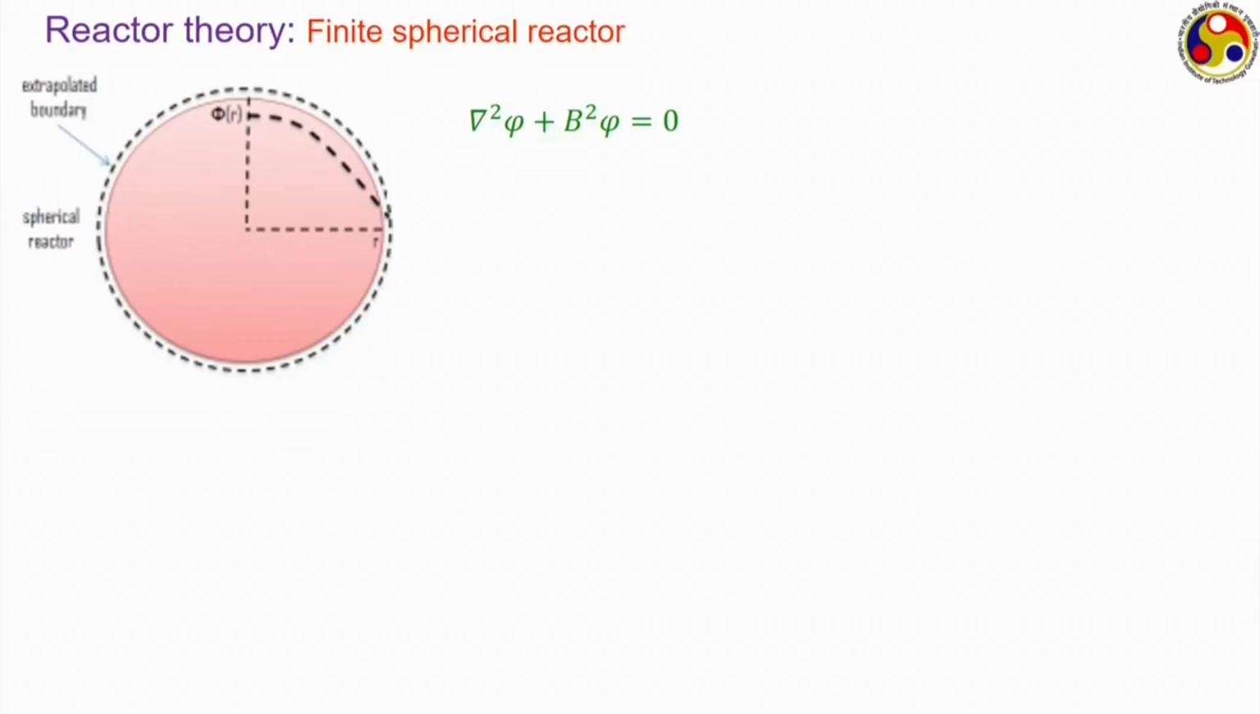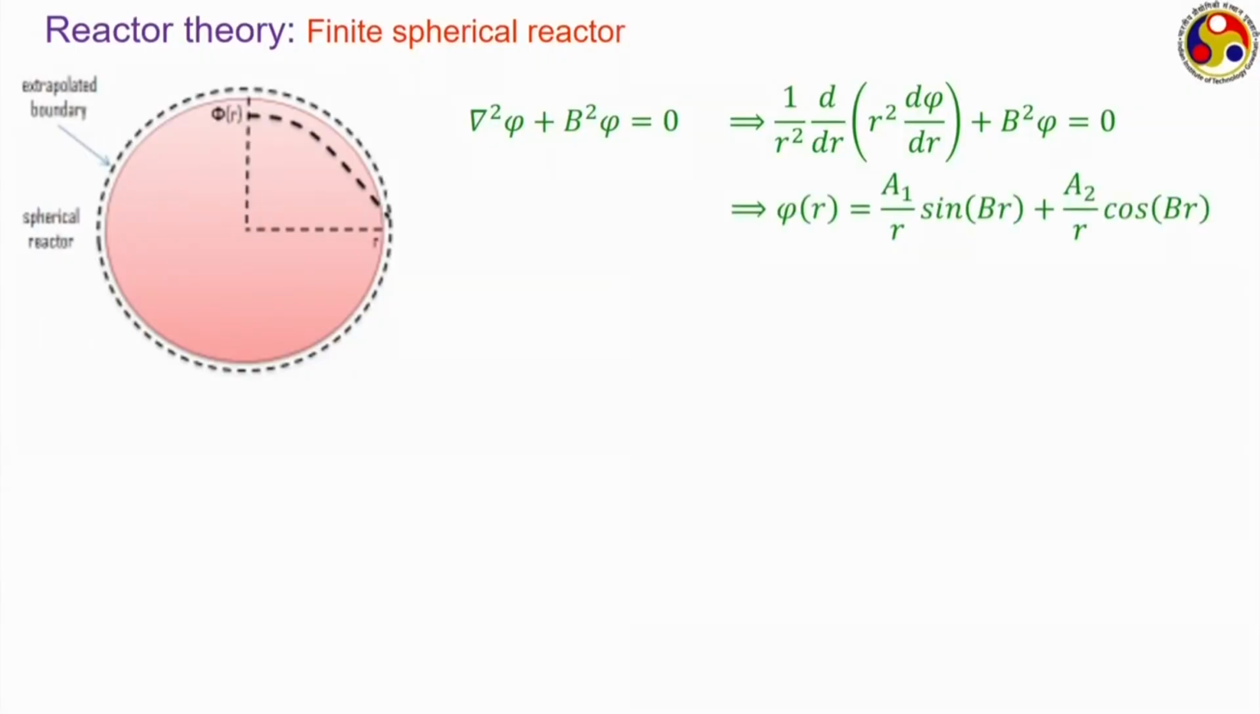For a critical reactor, we know that Bg square and Bm square have to be equal, and which is given by B square. So, this is a spherical reactor, and hence we have to use the spherical coordinate system. If we assume the entire phenomenon to be isotropic in nature, then the only variation that remains is in the radial direction. So, accordingly this is the equation that we are having, and after solving this, again a very standard ODE, we have A1 by r into sin Br plus A2 by r into cos Br.